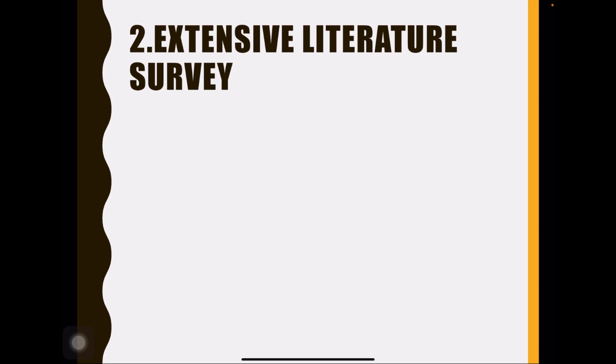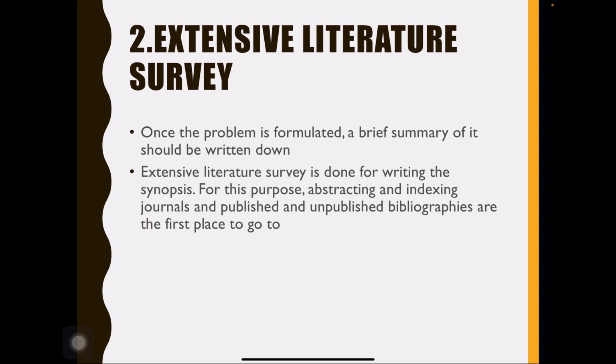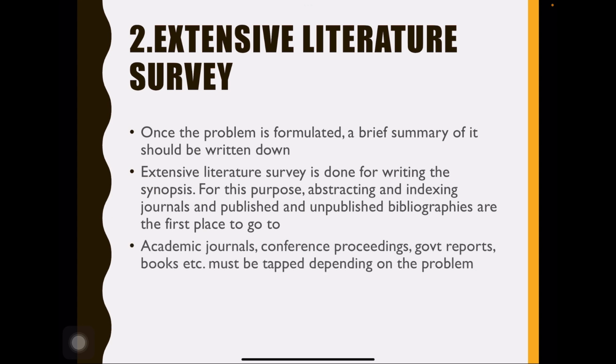Second, extensive literature survey. Once the problem is formulated, a brief summary of it should be written down. Extensive literature survey is done for writing the synopsis. For this purpose, abstracting and indexing journals and published and unpublished bibliographies are the first place to go. Academic journals, conference proceedings, government reports, books, etc. must be tapped depending on the problem. A good library is going to help the researcher.